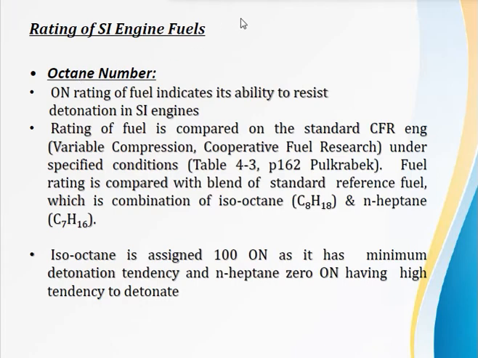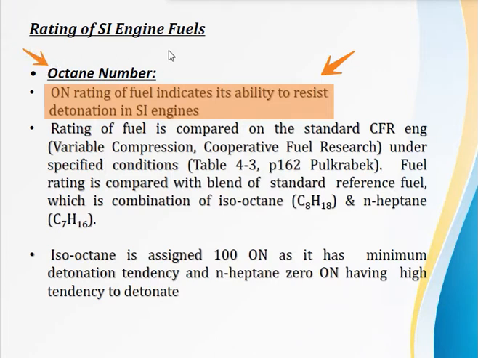Basically we will go through a rough demonstration of octane number, and then we will see the detailed definition. Octane number rating of fuel indicates the ability to resist the knock. It is nothing but the quality of fuel, or the ability of fuel to resist detonation. So in simple words, the definition of octane number is the ability to resist detonation or knocking.